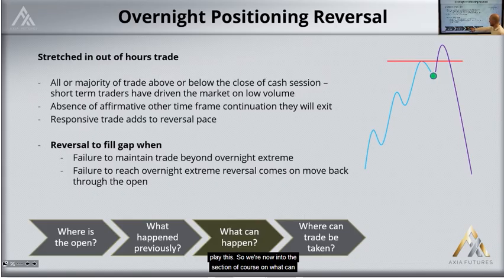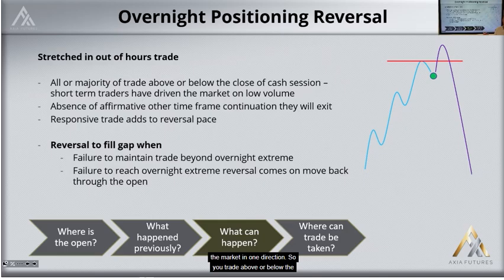So we're now into the section, of course, on what can happen. Rather than seeing what's previously happened, we look at what can happen and how you're going to take the trade on. What we're looking at here is essentially out of hours trade, the light blue line. This takes the market in one direction.